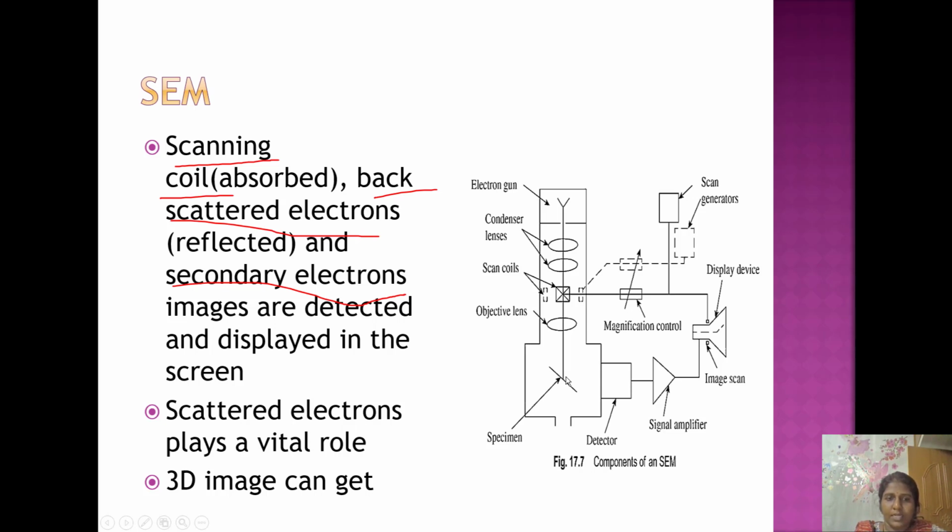The images are collected from three detectors, that is the scanning coil detector, the backscattered electron detector, and the secondary electron detector. From these detectors, signals are amplified and images are scanned, and we can see them on the display device. In SEM, we can get a three-dimensional image, whereas in TEM we get a two-dimensional image.